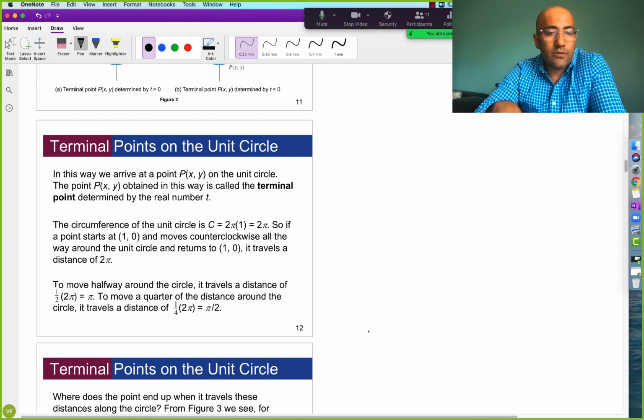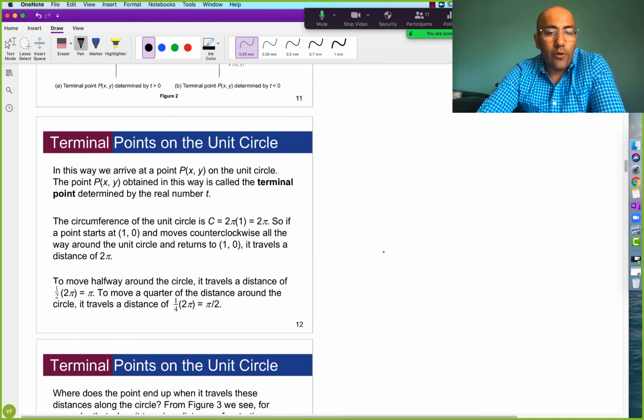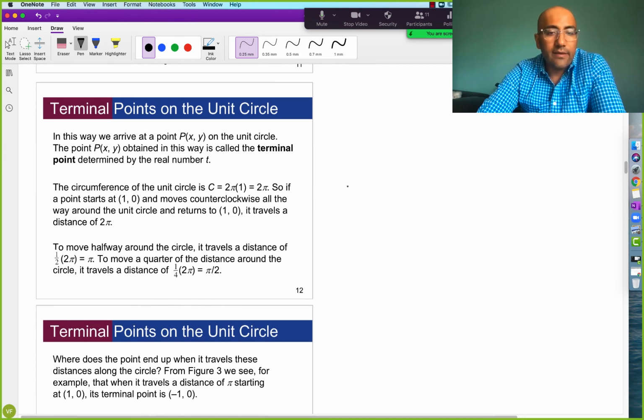Good. Questions? Remember that the circumference of the unit circle is 2 pi, since the circumference of any circle is 2 pi r, and in this case, since it's a unit circle, r equals 1, therefore it's just 2 pi. So the distance all the way around is 2 pi. If we're looking for the terminal point determined by t equals 2 pi, that's going to land in 1, 0.